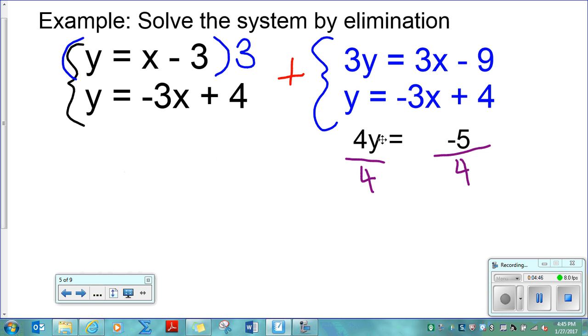So now I'm going to solve for y. I divide everything by 4. I get y is 5/4. An ugly number, but a number nonetheless.